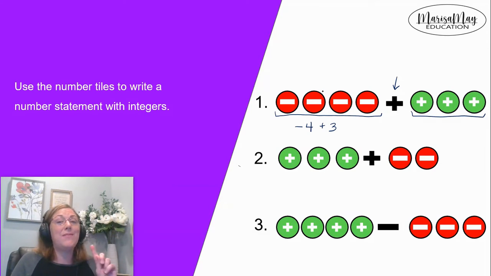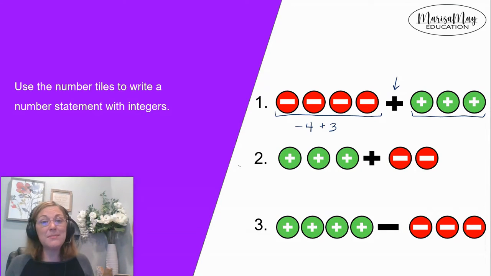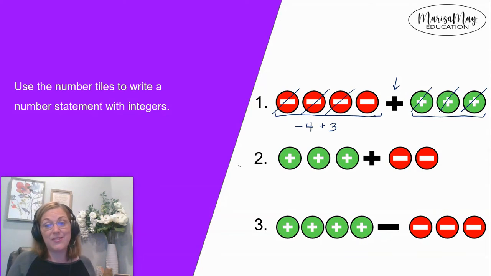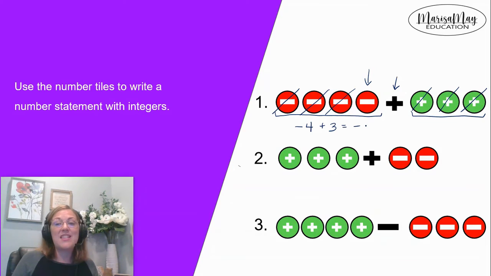We want to think of the negatives as the bad guys, and we want to think of the positives as the good guys. Now, when they come together, one bad guy is going to take out one good guy. Only one bad guy takes out one good guy. And when it is over, what is left? Well, most students can see that then there's one bad guy left. That means that my answer is -1.